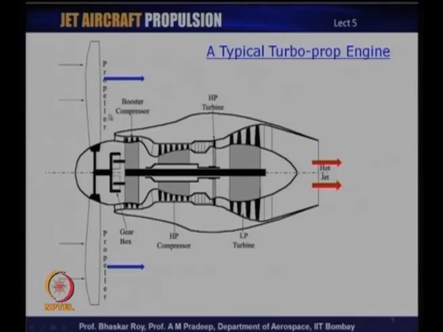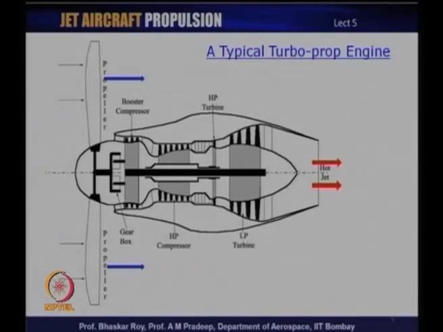Propeller by design produces the bulk of the thrust. So, the flow goes through the propeller in a normal cold air flow, and that produces the bulk of the thrust, quite often of the order of 80 to 85% of the thrust, and the balance 15 to 20% of the thrust is produced by the straight jet that a typical jet engine produces.